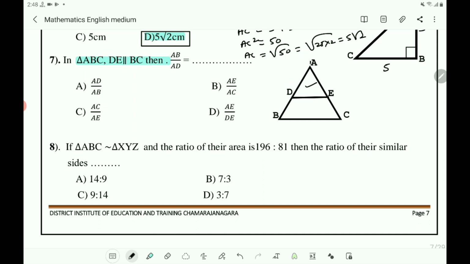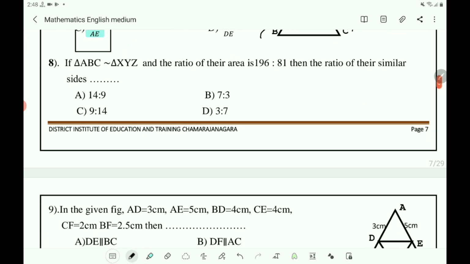AB by AD equals AC by AE. AC by AE, that is option C. Option C is the answer. Next you take question number 8.